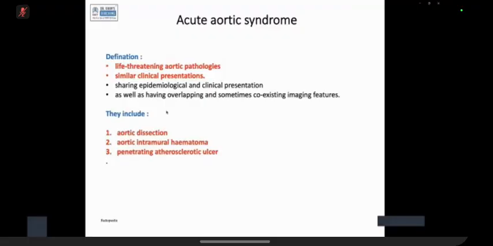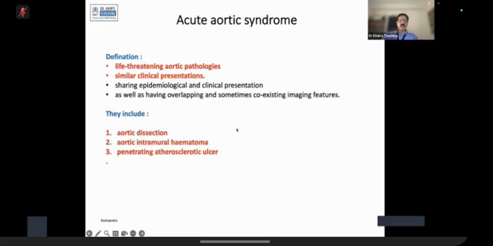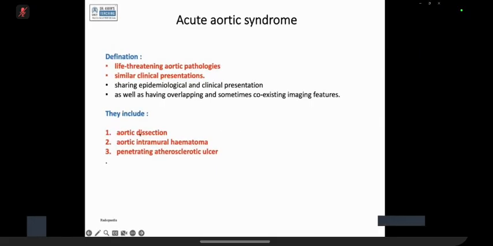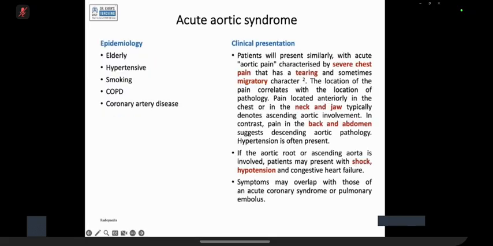Now, these are the top three things which you must remember in acute aortic syndrome: aortic dissection, aortic intramural hematoma, and penetrating atherosclerotic ulcers. Other authorities actually include other things like aortic injuries, post-trauma, or leaking aneurysm, etc. But I think the general consensus is that these three you must have a concept about.